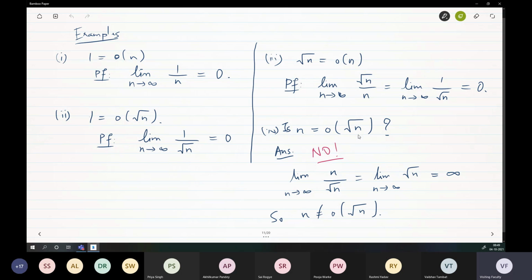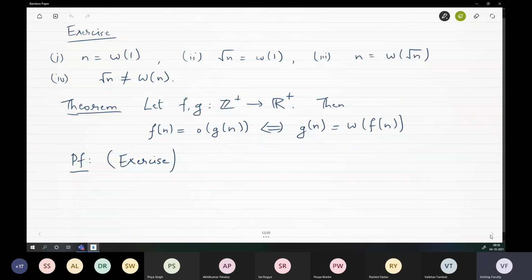Okay. Now unlike the proof for n not equal to big O square root n, here the proof is even simpler. You just have to take the limit of the ratio, right? What is the limit of this ratio? N by square root n is square root n. So when n tends to infinity, it goes to infinity, not to 0. So this cannot be true. So this is in fact easier to check. Okay. Right. So that's what this was.